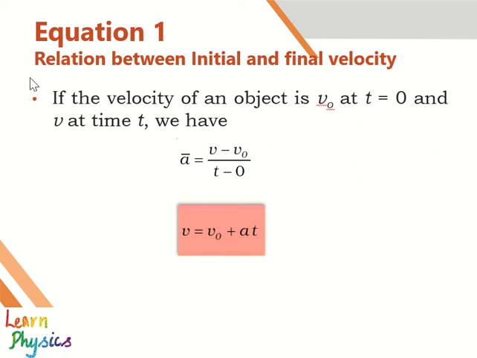In this video, we are going to derive the three kinematic equations. Suppose an object is moving with velocity v0 and after some time it has velocity v. Now the acceleration of the object can be written as the change in velocity over the change in the time, so (v minus v0) divided by (t minus 0). If you rearrange this equation, you will get v equals v0 plus at. This is equation 1.